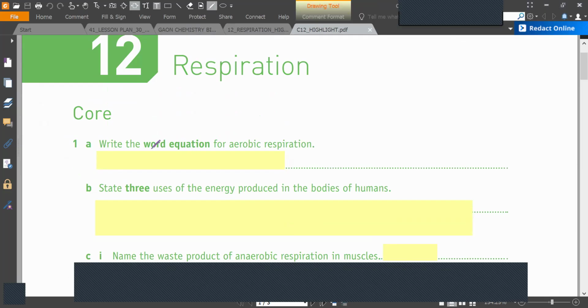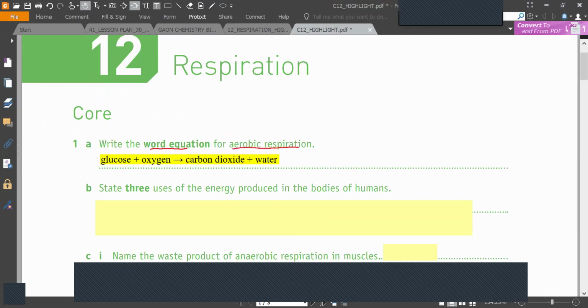Workbook. Write the word equation for aerobic respiration. Straightforward. Aerobic respiration: glucose plus oxygen produces carbon dioxide and water.